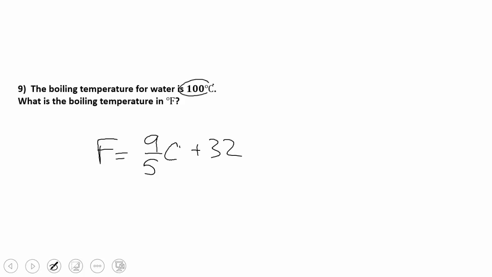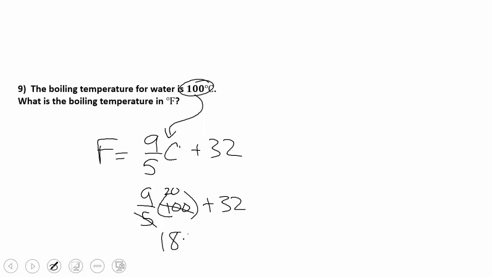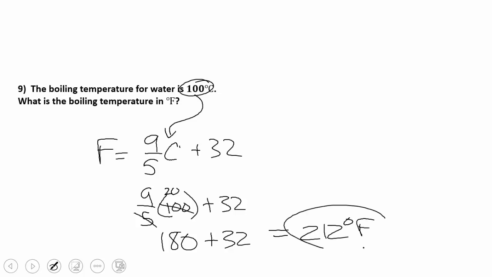So if we throw in that 100 degrees right in here, we have 9/5 times 100, and then we're going to add 32 degrees. Well, the easiest way to do that, 5 goes into 100 20 times. 9 times 20 is 180 plus 32 gives us 212 degrees Fahrenheit. Did you know it? Did you know that was a boiling temperature that we're normally used to here in America? Because we use American units, not metric units.